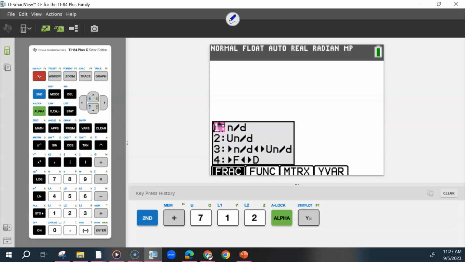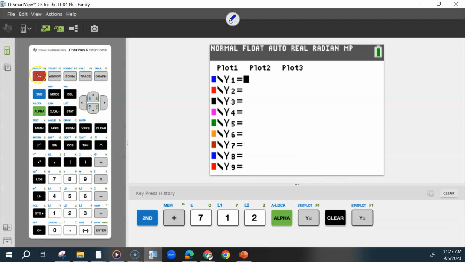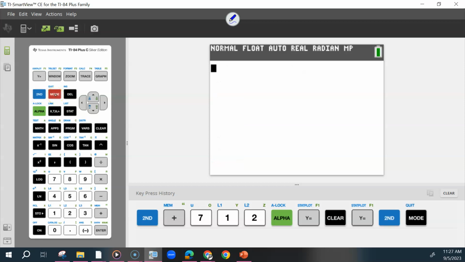Some of us, when we press alpha, y equals, we forget to press alpha. So what happens is we just press y equals. And then we end up here. So then to go home, you're going to go second mode. That's your go home. Alpha y equals is for your fraction menu. Second mode is to go back home, back to the calculating screen.